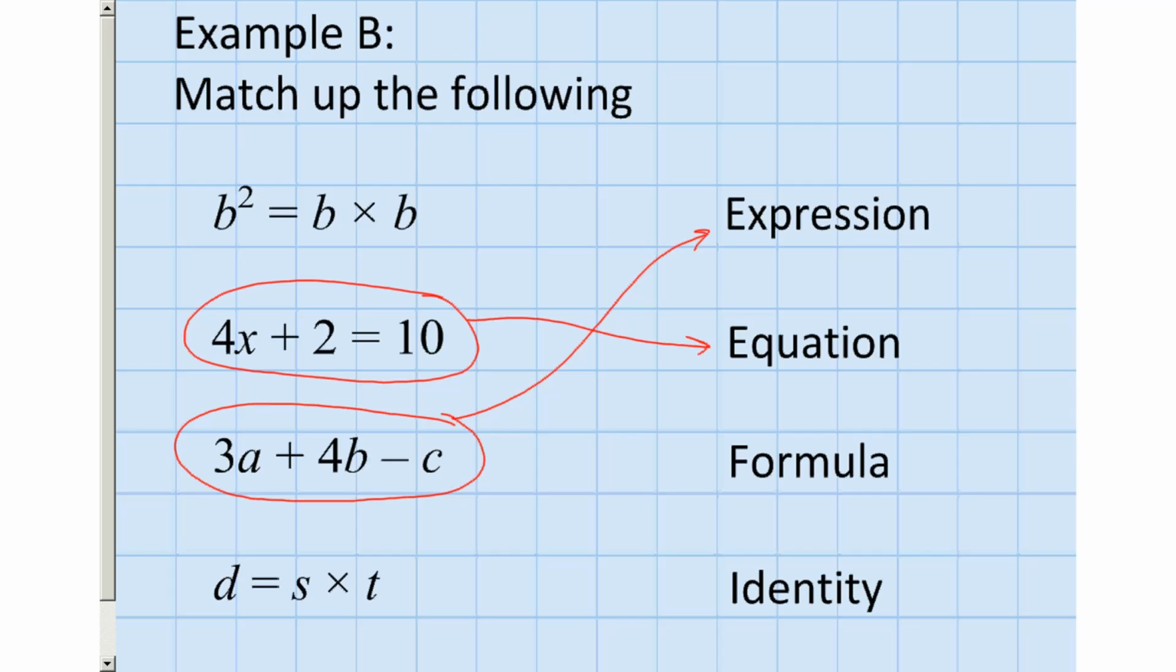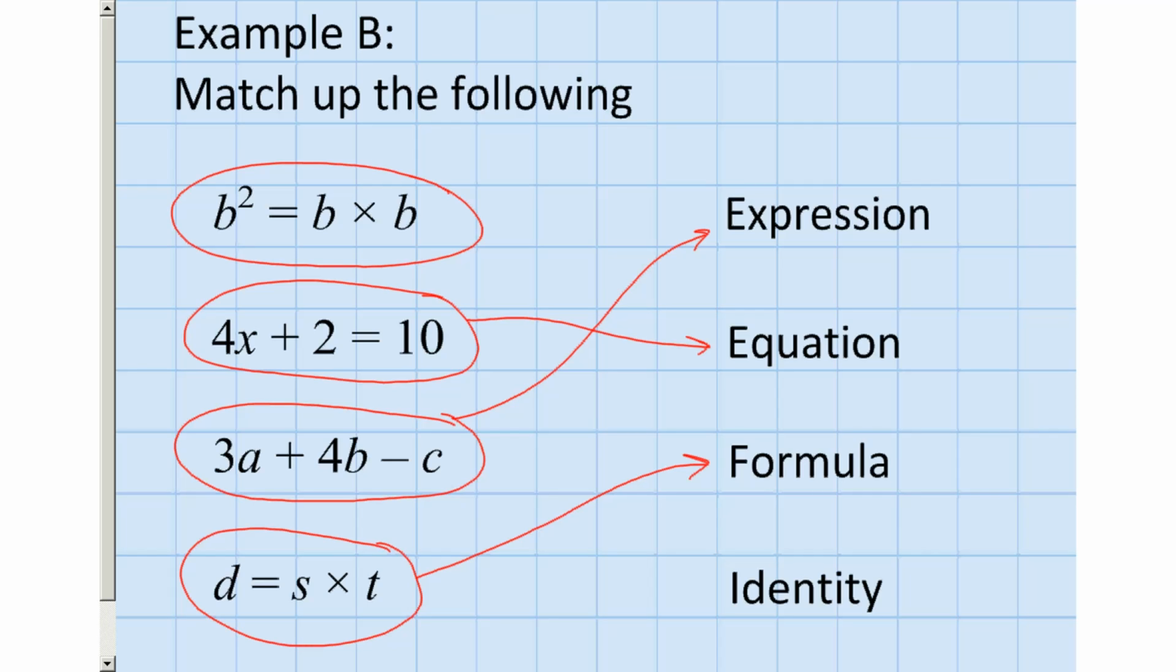Formula. That's a proven rule that always works to find something, and that's d equals s times t. Distance is equal to speed times time. And finally, an identity, b squared equals b times b. Well, that's always true, it's just a different way of writing it. b times b is always b squared, no matter what value b is. So that is an identity.